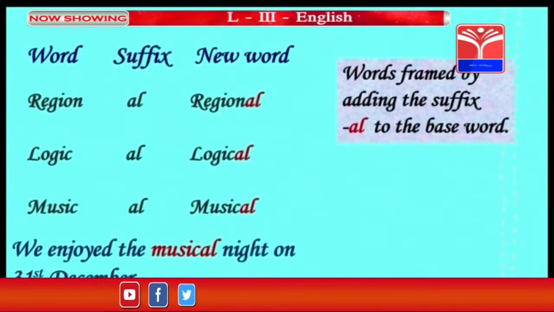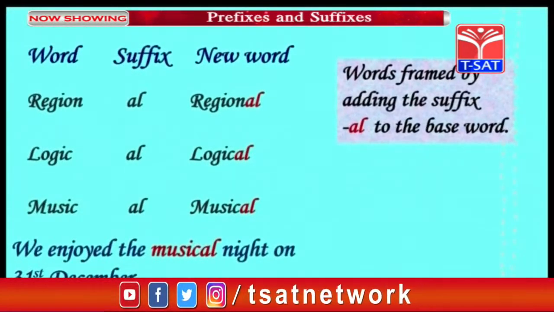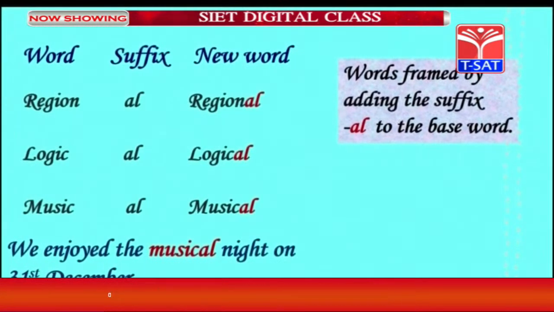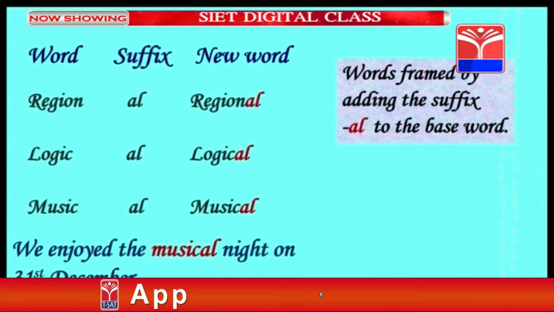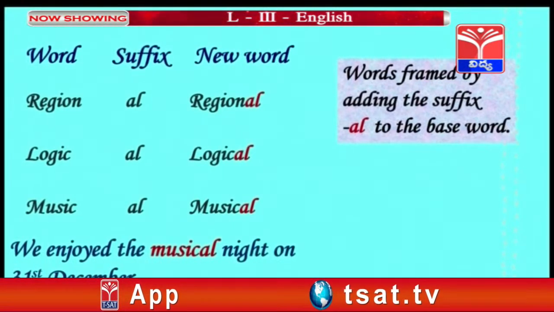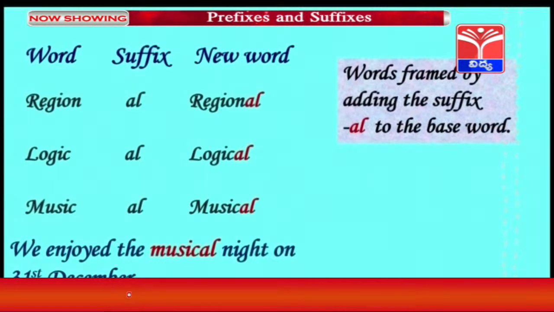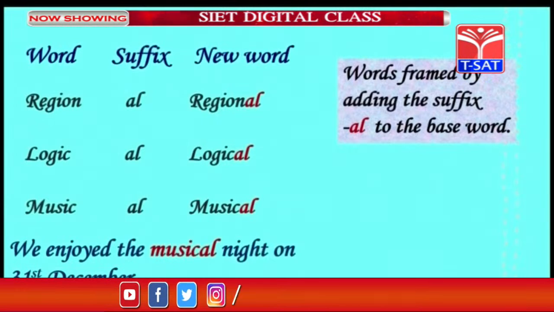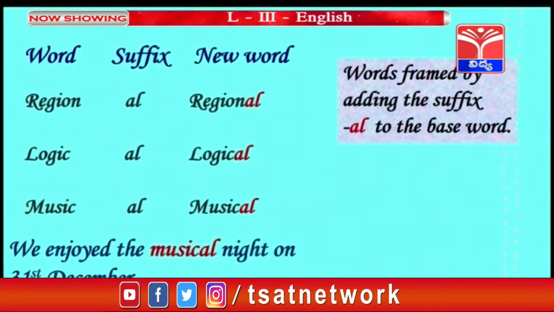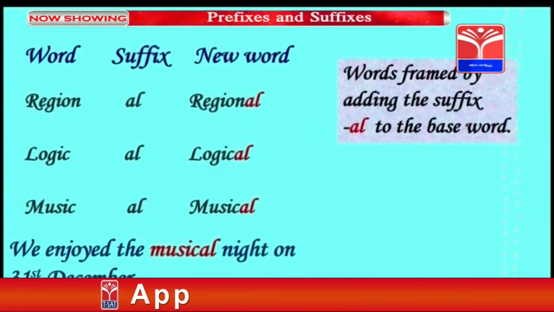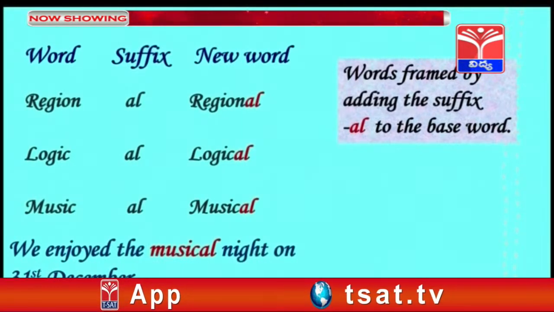Here we are with the examples. If the root word is region, by adding the suffix -al, the new word becomes regional. In the same manner, logic, by adding the suffix -al, becomes logical. Music, by adding the suffix -al, becomes musical. We enjoyed the musical night on 31st December.